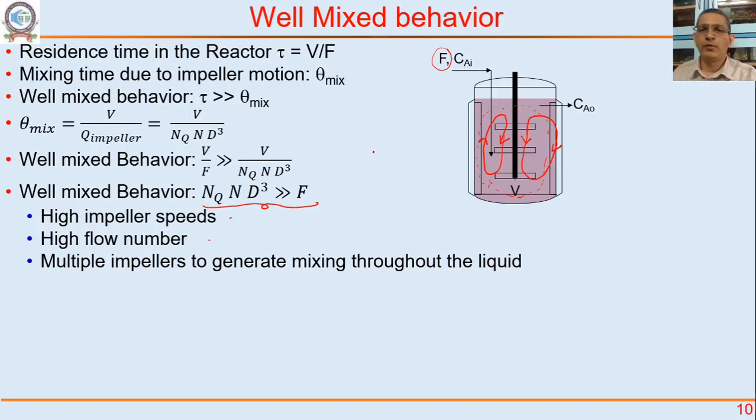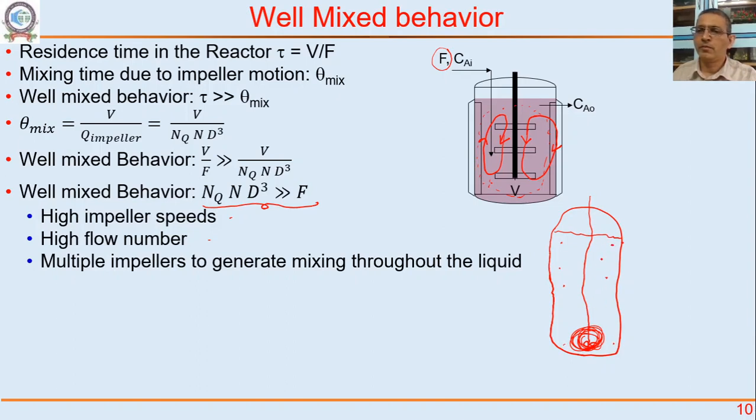So if your vessel is like this, and I just have one impeller rotating like this here, it will generate mixing, but it will generate mixing only here. Will the concentration here, here, here, here be the same as concentration here?